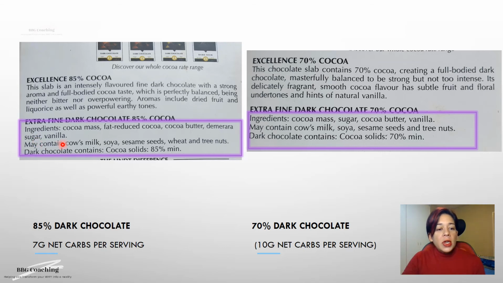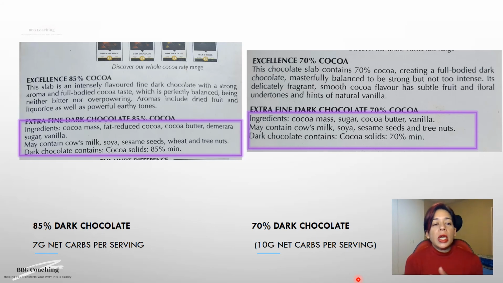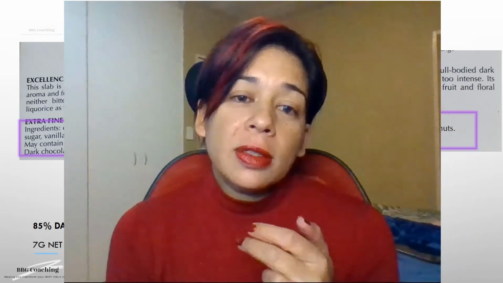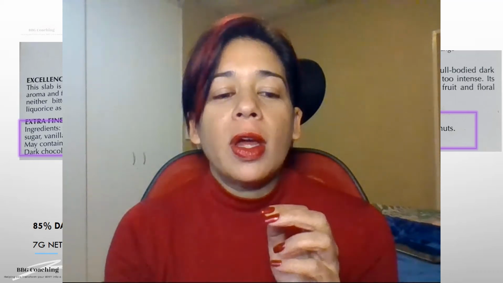So again, like I said, the first ingredient is the one that is the most in a product, right? So in an 85% cocoa chocolate, you have cocoa mass, then more cocoa, then cocoa butter, then the sugar, then vanilla. With a 70% chocolate, you have cocoa, and then sugar, and then cocoa. So the sugar being second on that list is telling you that it has more sugar in it. If you look at the difference in the nutritional info on these chocolates, the 85% dark chocolate is 7 grams of net carbs per serving, where the 70% is 10 grams of net carbs. So again, if you are tracking, looking at your macros, all of these things you would calculate and work out. But again, treats are a treat. It's not something that you have every single day.